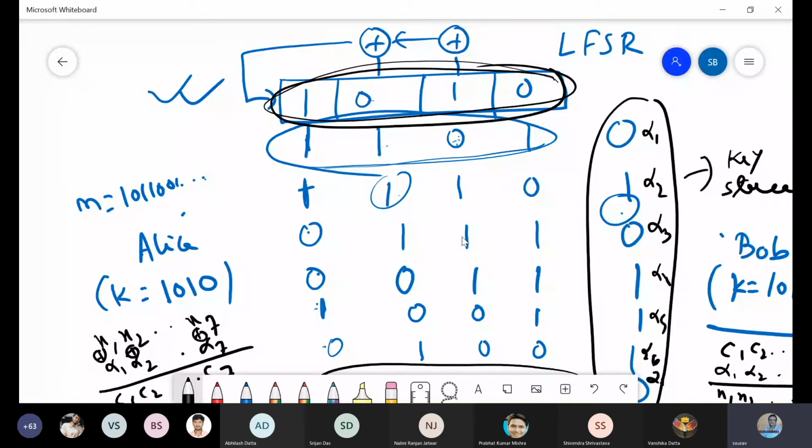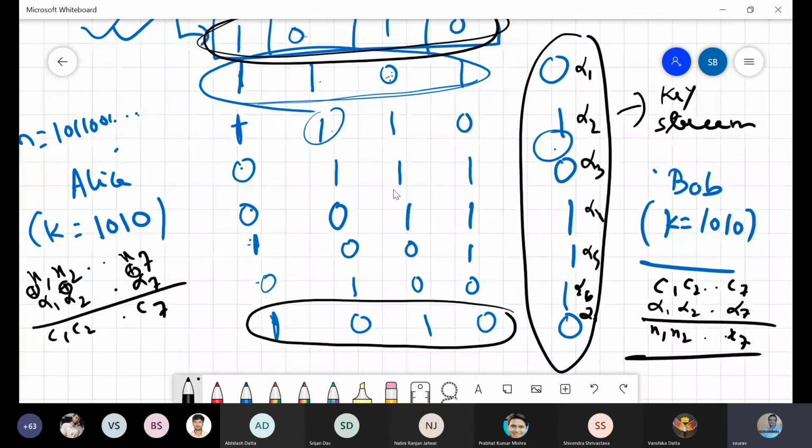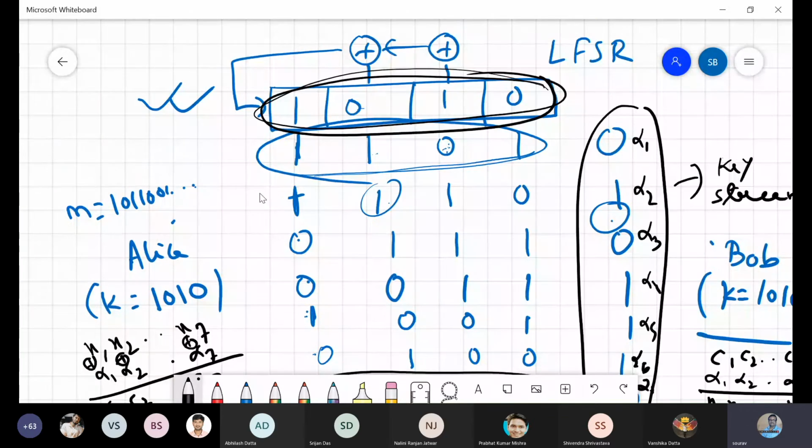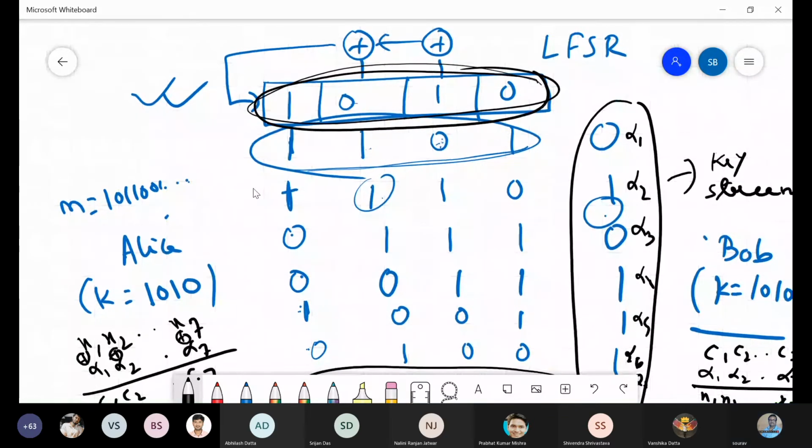Okay. So for this 4 bit, what should be the maximum period we can get? So here we have an example where we are getting a period of how much? 1, 2, 3, 4, 5, 6, 7. So after 7 it is repeating. But is it the maximum one, or can we have more than 7? Is my question clear?